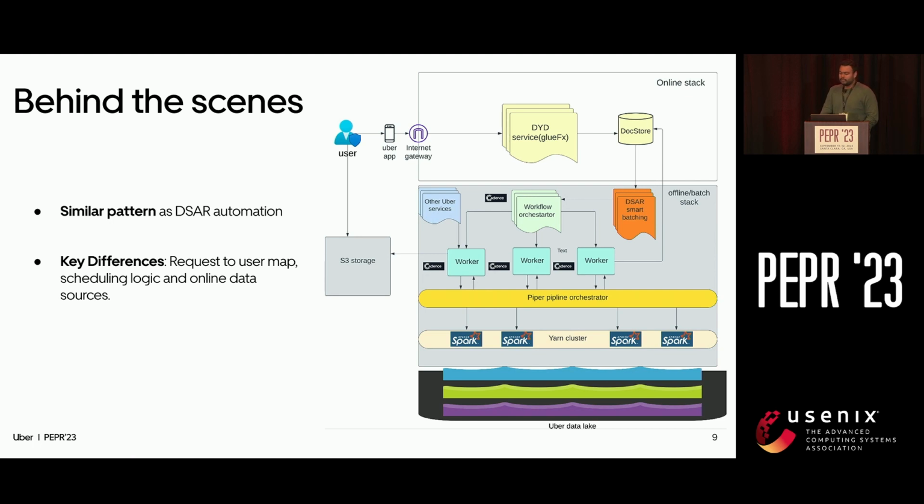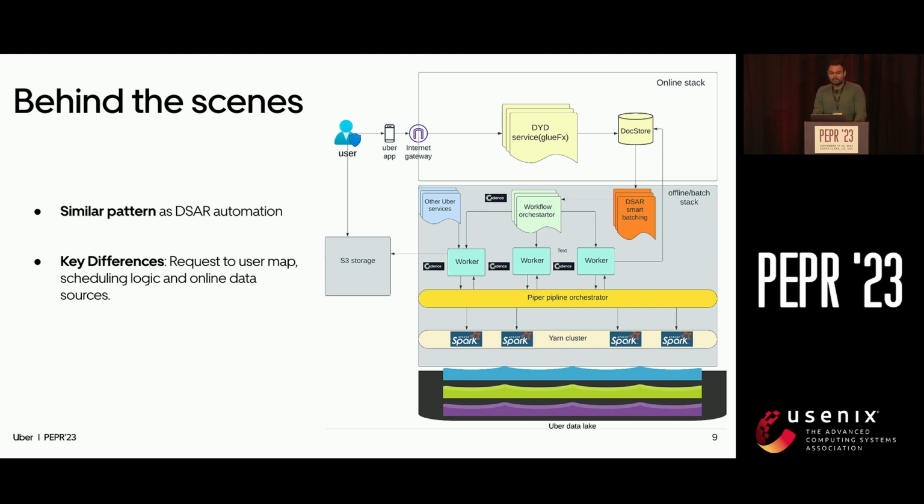Also, the scheduler triggers one batch to completion before starting another batch, versus what happened in DSAR, which used to run n number of DSAR requests parallelly. Now, the Download Your Data feature requests data from other online Uber services as well, and data custodians, which means handling not only offline data sources but online data sources too.